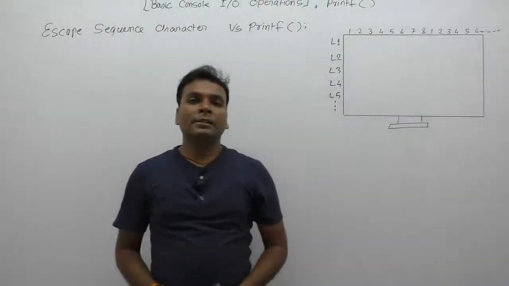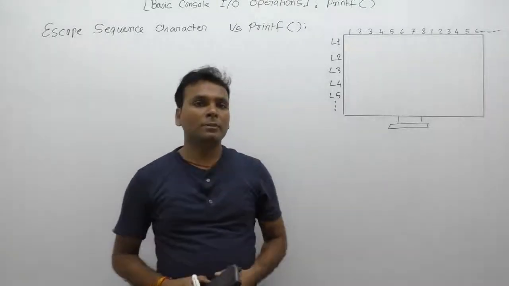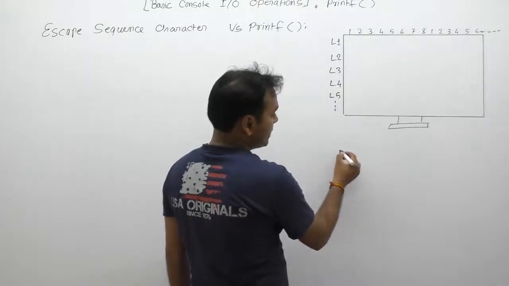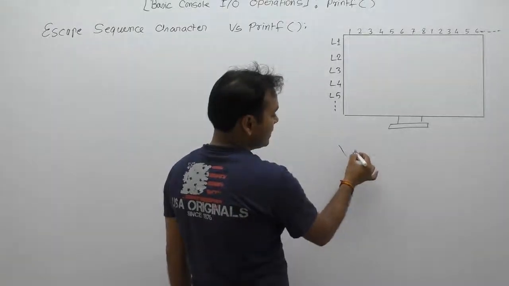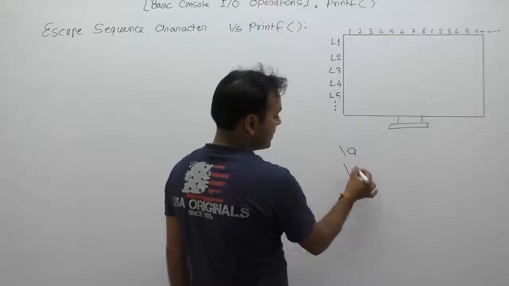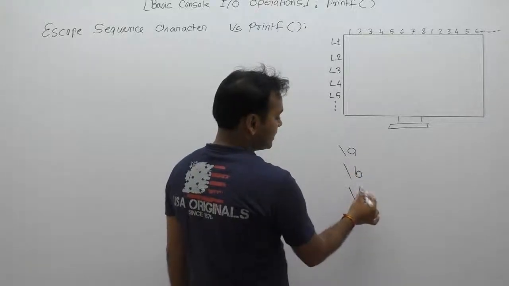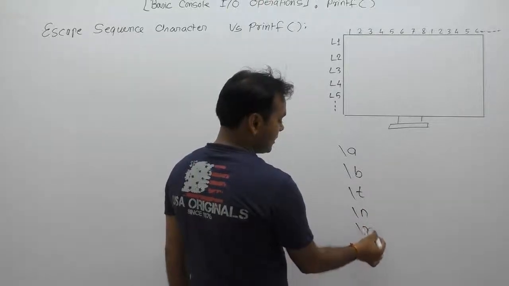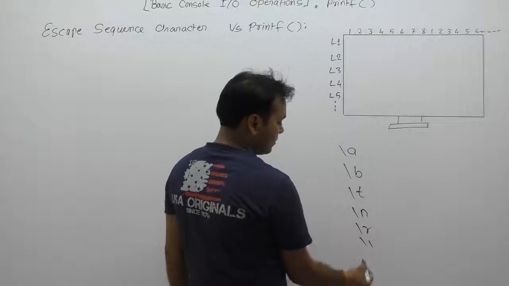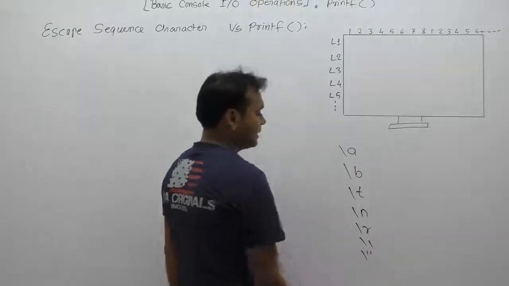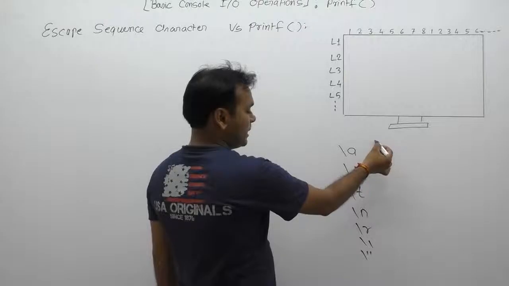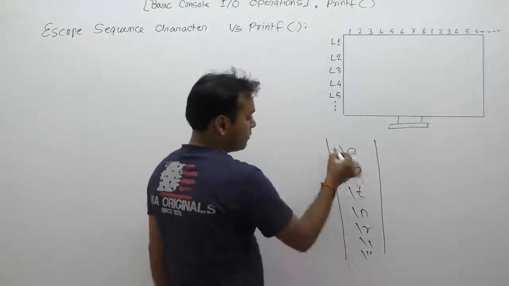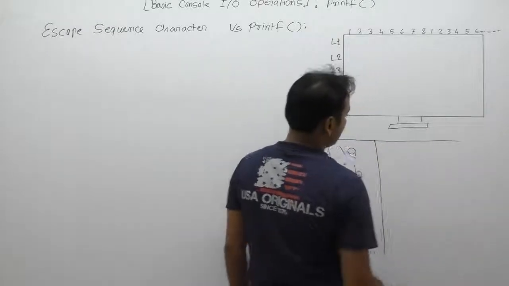Now let's see working with escape sequence characters with printf functions. There is a list of escape sequence characters available in C, like \a, \b, \t, \n, \r, \" and so on. As we know, any symbol that starts with a backslash is known as an escape sequence.